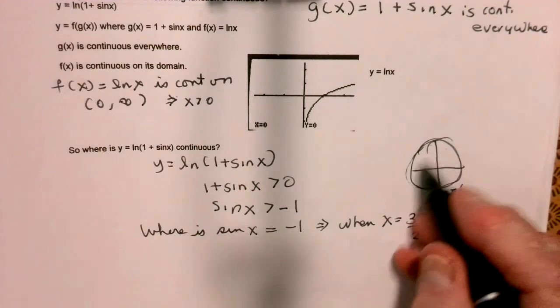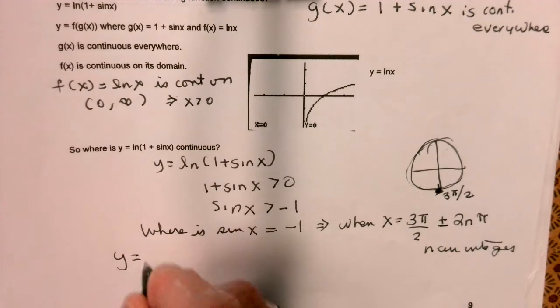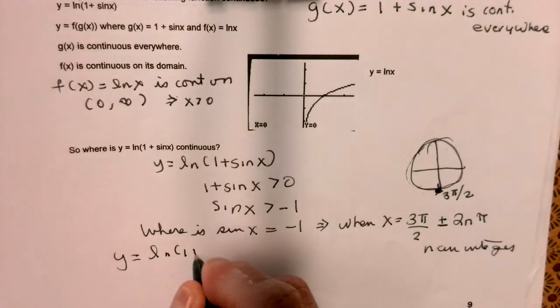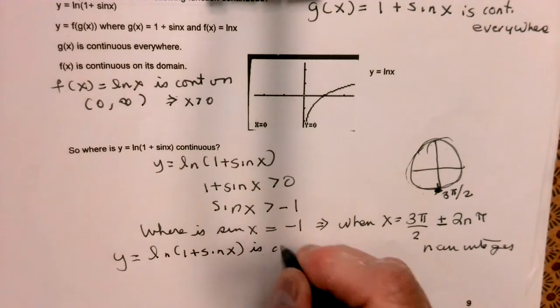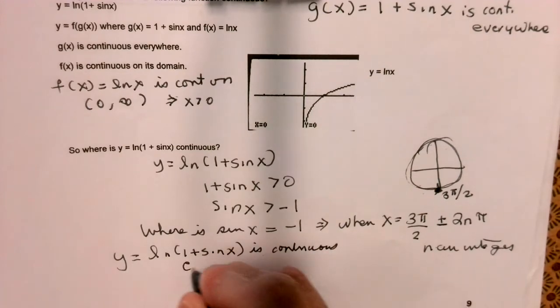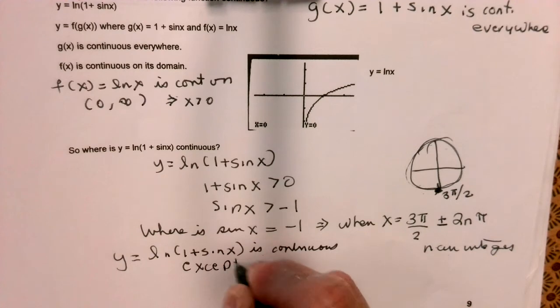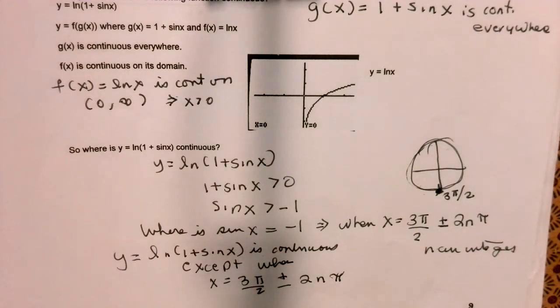As long as we go around the circle multiples of 2 pi, then we're going to end up here. So y equals natural log of 1 plus sine x is continuous except when x equals 3 pi over 2 plus or minus 2n pi. Okay, so that's a composite function.